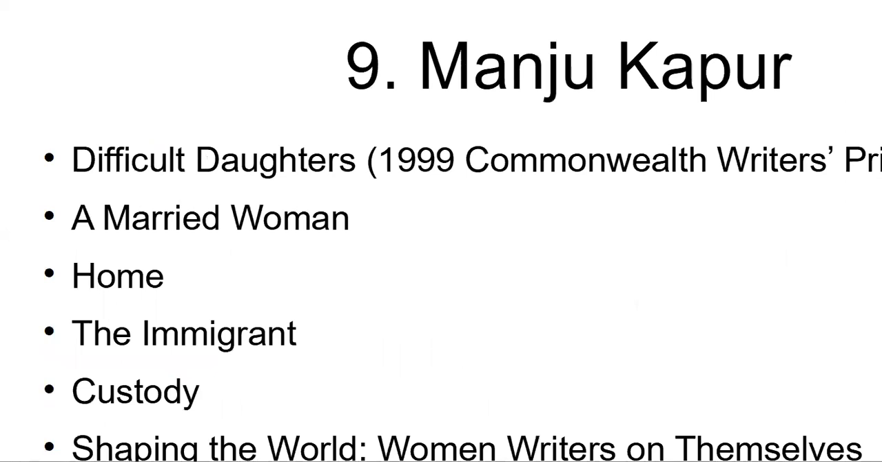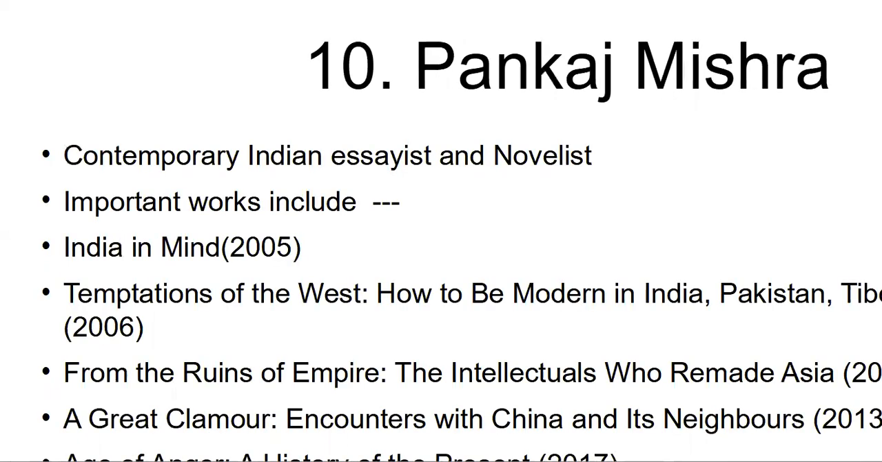Moving on, Manju Kapur. Manju Kapur's seminal work is her first work, that is Difficult Daughters, for which she won the 1999 Commonwealth Writers Prize. Her other works include A Married Woman, Home, The Immigrant, Custody, Shaping the World, Women Writers on Themselves, and Brothers.